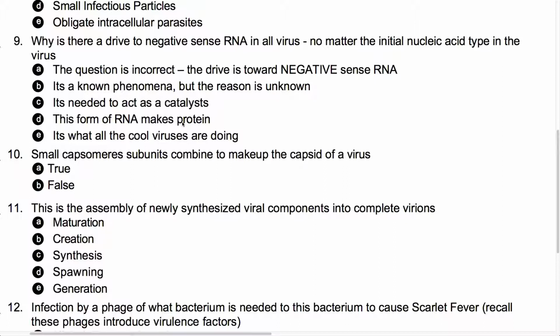Small subunits called capsomeres combine to make up capsids of viruses. Capsomeres make up a capsid, or do capsids make up a capsomere? True or false? True. The small subunits are capsomeres that make up a capsid.